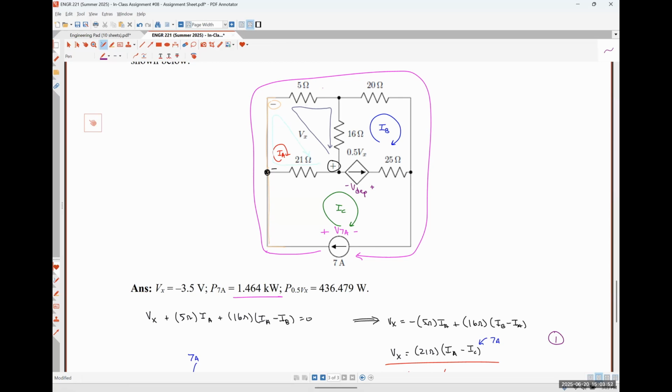To find that VDEP, we could write a KVL equation around mesh C, since we know what V7A is. Or we could write a KVL equation around meshes A and B. Really, any mesh where we wind up going through that path across the voltage source, excuse me, across that current source is now fair game. I'm going to choose to do it by writing a KVL equation around mesh B, right?